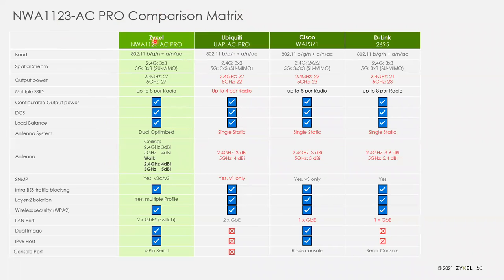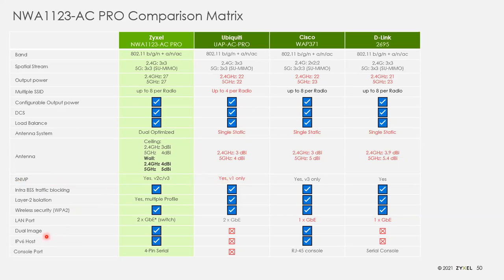But we're constantly getting more in. But you'll see here our output power is significantly higher compared to the Ubiquiti. We support more SSIDs per radio than Ubiquiti does. We offer dual optimized antenna, where the Ubiquiti just has the ceiling optimized antenna, and a little bit higher gain on the antennas that are built in. Full SNMP V2C and V3 support versus SNMP V1 on the Ubiquiti.